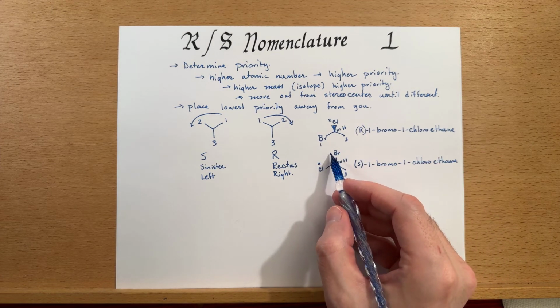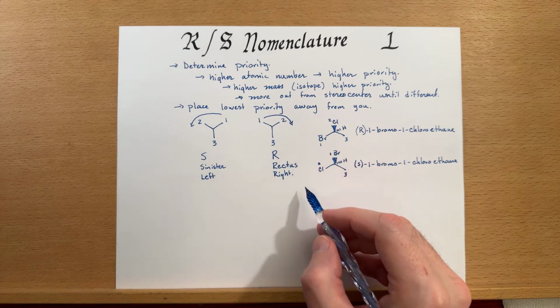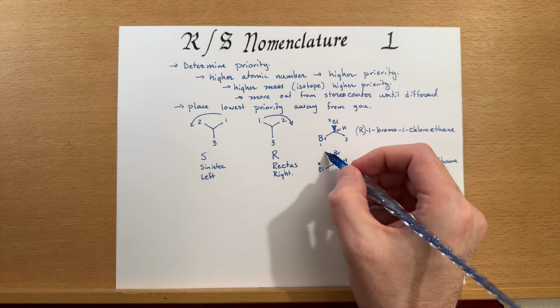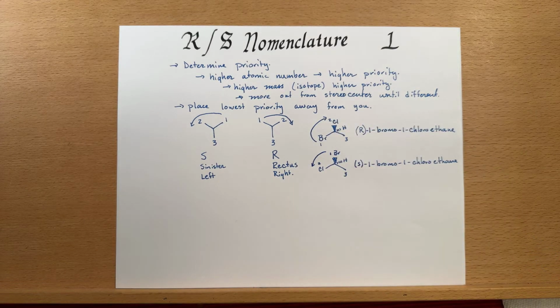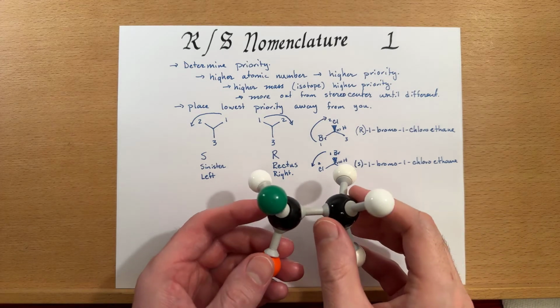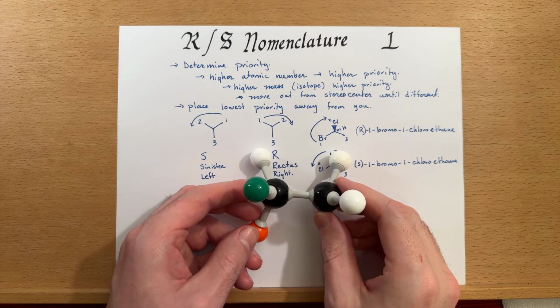You'll notice how it counts 1, 2, 3. That's going in the other direction, right? It's going this way instead of that way. Now, I've also made some model kits of that right here.